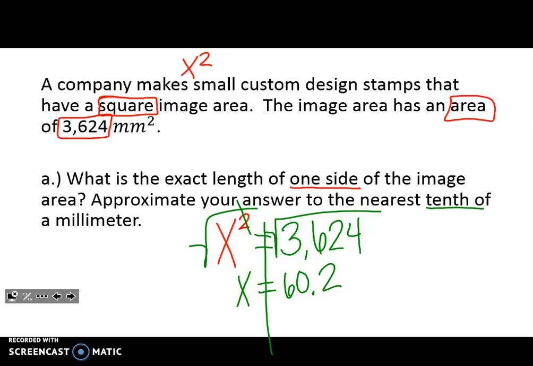Now usually if the exponent is 2, we would have two answers, the positive answer and the negative answer. But because we're talking about measurement of an actual object, we can't have negative measurements. So it is just going to be the positive answer. So we get 60.2, and we have to label it. So it's millimeters. So one side length of that square is 60.2 millimeters.